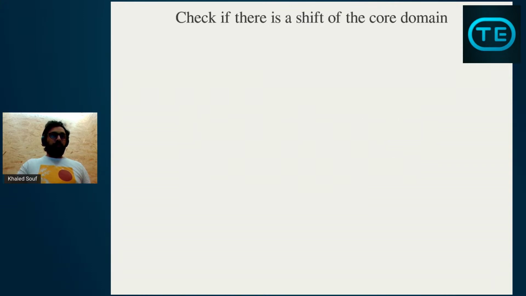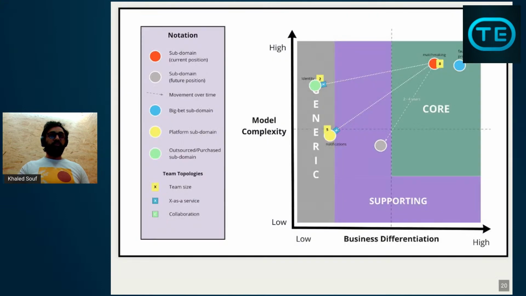Okay. One of the other things that you need to check is if there is a shift of the core domain. What I'm trying to say when I say shift of the core domain is something like this. I'm going to give an example for that. Let's talk about a big company that I will not name.